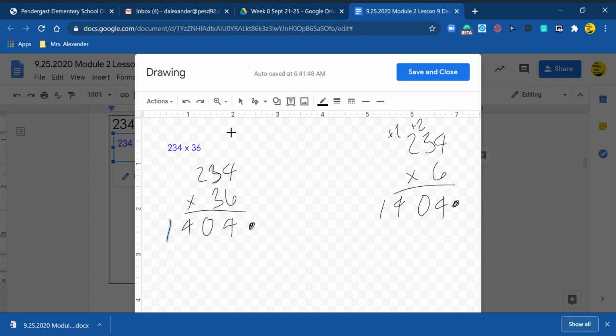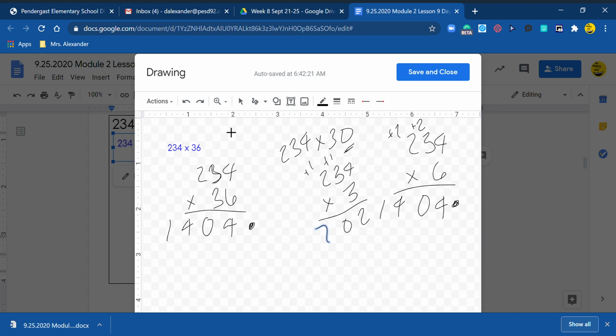And now I'm going to take the next number. So we have 234. We're going to multiply it by 30. We're not going to worry about our 0 right now. We're going to multiply 234. We're going to multiply it by 3. 3 times 4, right, 12. 3 times 3 plus 1, drop the 0, carry the 1. Good job, you guys. 3 times 2, yes, 6, plus 1, 7.